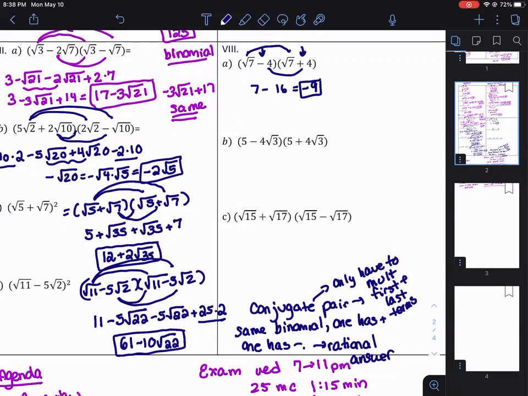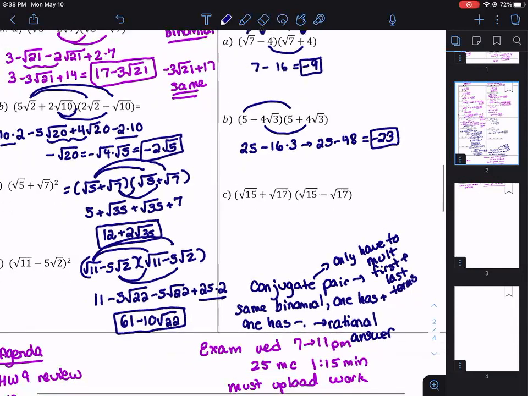For letter B, we're going to get radical 5 and 5, which is 25, a negative and a positive. 4 and 4 is 16, radical 3 and radical 3 is 3. We're going to get 25 minus 48. And again, since we do not have any radical left in our answer, we're going to have negative 23, which is considered rational. Radical 15 and radical 15, radical 17 and radical 17, negative 2.